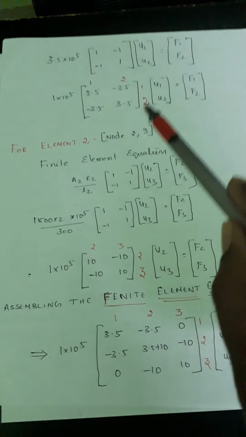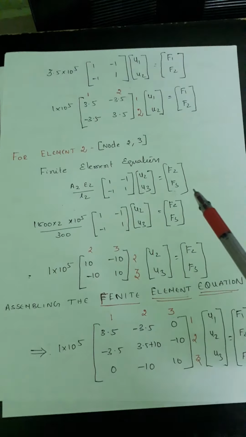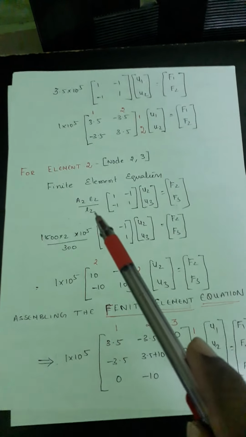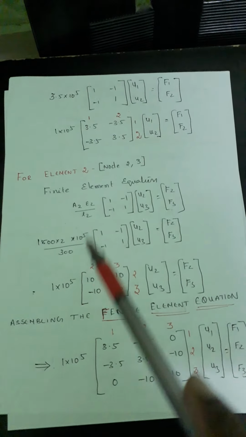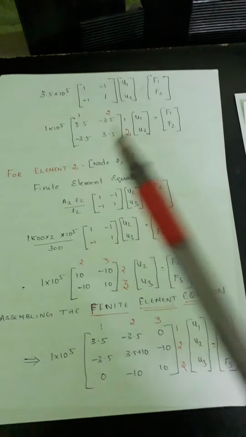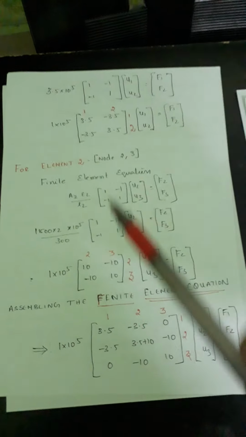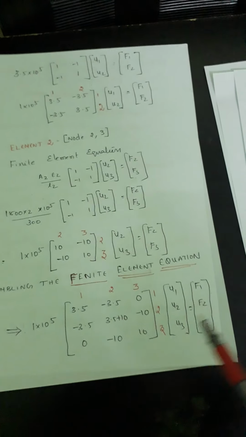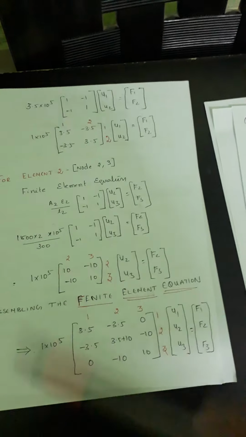For element 2, the same thing, A2, E2. Because it is aluminum and steel, the modulus of elasticity and area differ, and L2 even differs. Here we are taking the middle, so it is 300 again. If it is not in the middle, the length will vary. So here also you get the same equations. Assembling these two equations, element 1 and element 2, you get this equation. You got the global stiffness matrix. Now next we have to find it out.